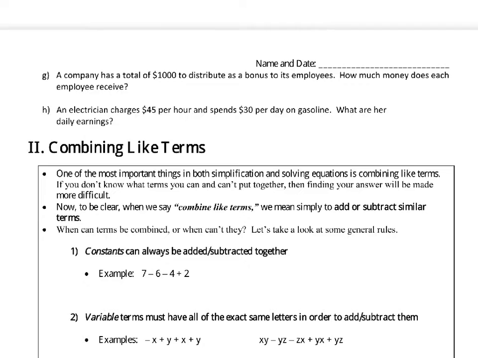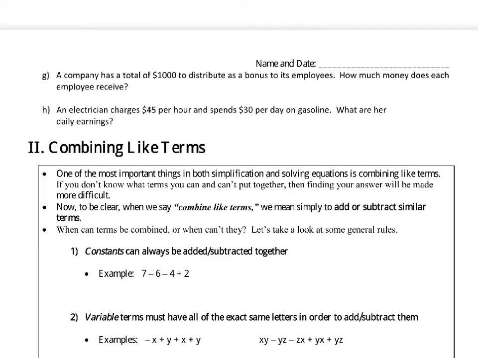So if we have this $1,000 and we're going to distribute it, we don't mean distribute as in distributive property. We mean evenly divide it up so every employee gets the same amount. So the operation that we're actually dealing with here is division. So distribute doesn't mean necessarily the distributive property in this case.